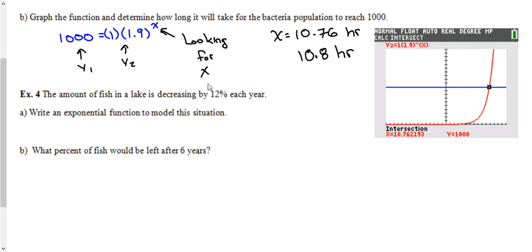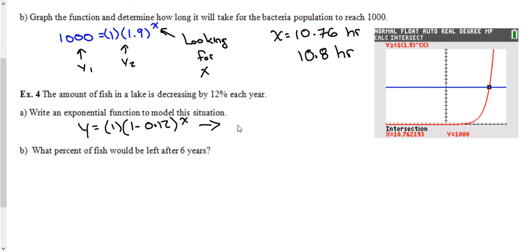In the last example today, we have the amount of fish in a lake is decreasing by 12% each year. Write an exponential function to model this. So again, we're filling in our equation. We've got y equals, in this case, you want to start off with 1. It doesn't tell you how many fish you have in the lake, but you're going to assume 1, or 100%, of fish were there. You're decreasing by 12% each year, so really you're going to go 1 minus 0.12 because you're going to decrease by 12% each year. So what percentage is left over, to the exponent x there?